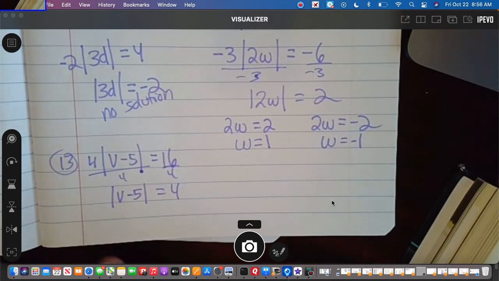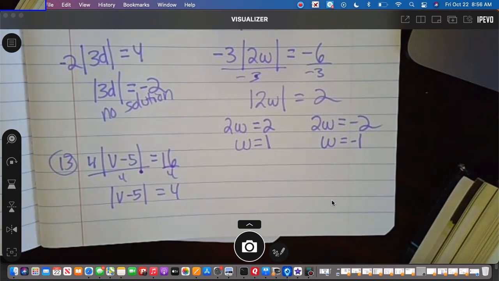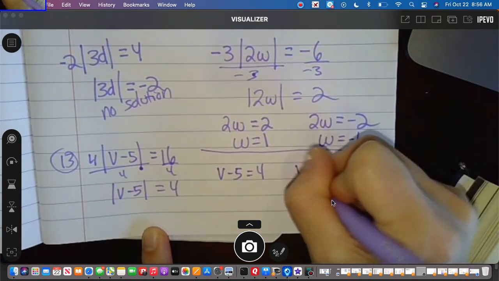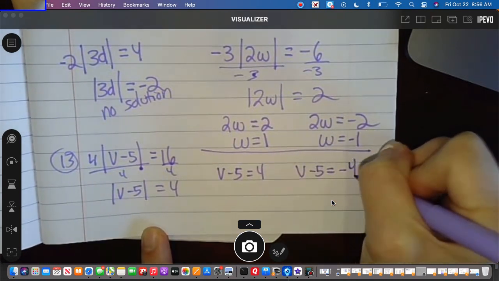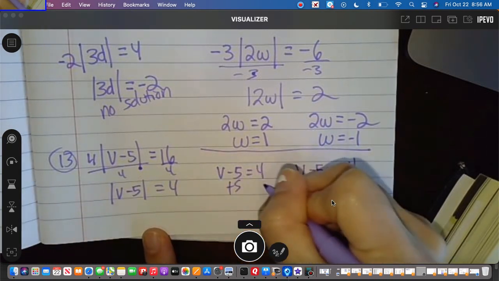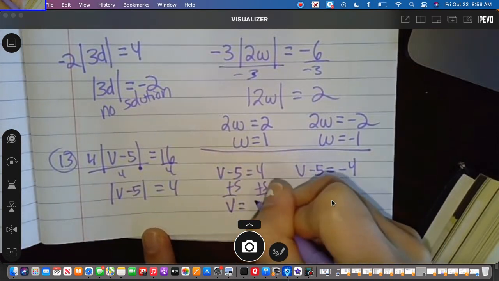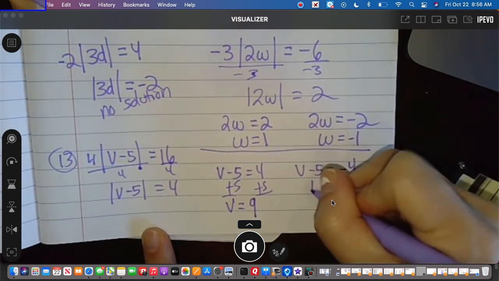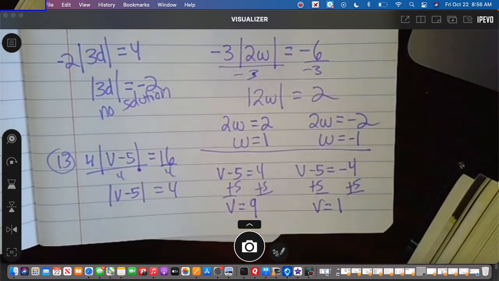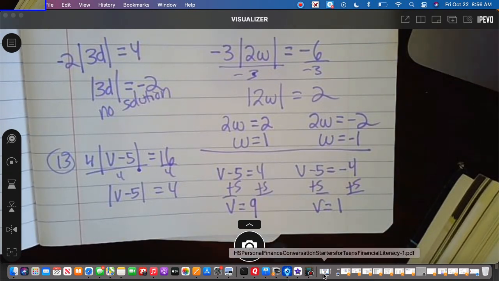Everything looks good, so I can set up my two problems, right? I have a positive number. V minus 5 equals 4, and v minus 5 equals what? -4. So this is going to give me my two possible answers. When I add 5, my first answer is 9. When I add 5 over here, I get 1. Okay, now you try 14. Do you want to check mine?